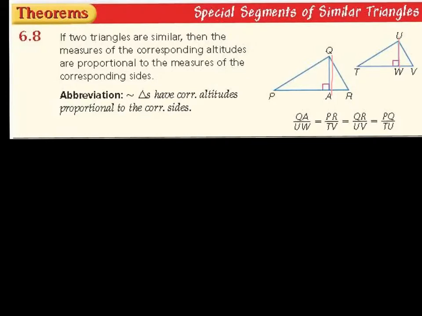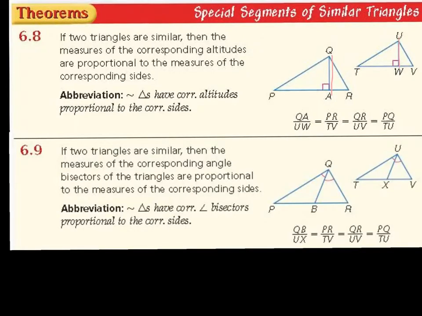It makes sense that all the parts of the triangle will be proportional, and they wrote out all the proportions there. Another special part was the angle bisector. An angle bisector bisects an angle and connects to the opposite side. So if two triangles are similar, then the measures of the corresponding angle bisectors of the triangles are proportional to the measures of the corresponding sides.